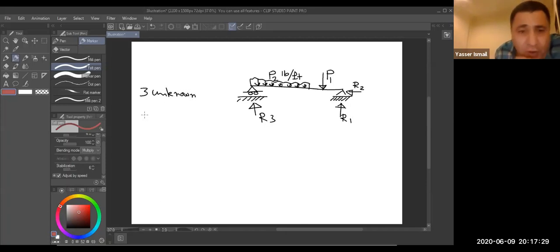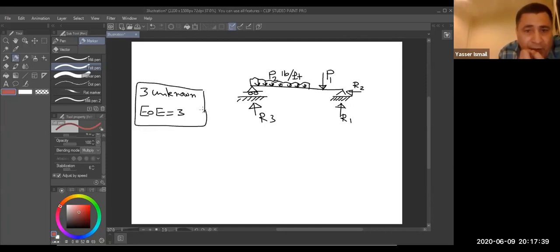How many equations of equilibrium? I have equations of equilibrium equal to 3. Sigma x, sigma y, and sigma moment equal 0. In this case, I call this beam statically determinate because I have the 3 equations: sigma x equals 0, sigma y equals 0, and sigma moment at any point in the beam equals 0. These 3 equations equal 3 unknowns.